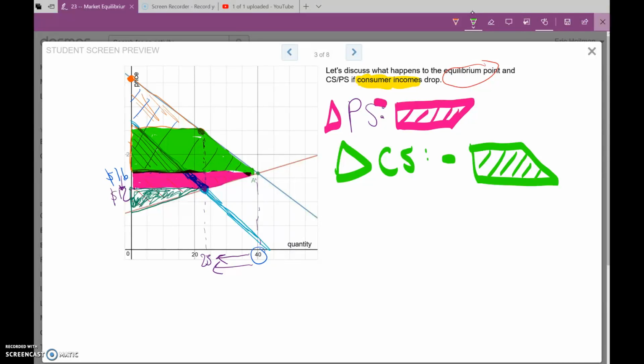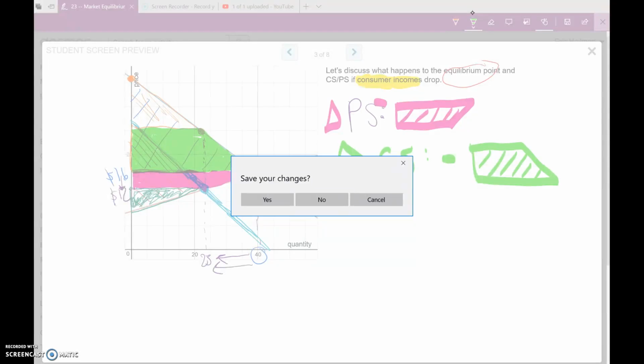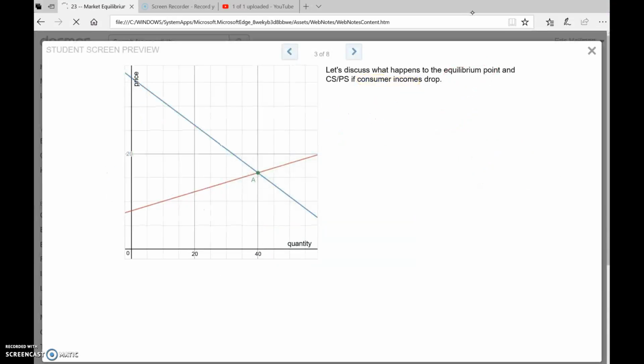So this is bad for everybody. People's incomes are going down. It's not good for the market, both because there's less quantity exchanged and because people's incomes went down, so they couldn't afford as much.